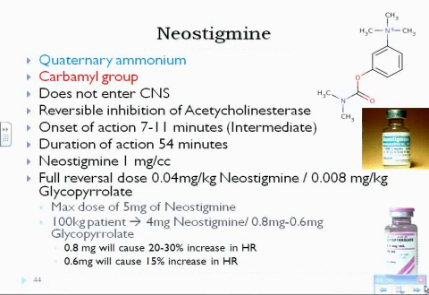The maximum dose is really 5 milligrams. You should not exceed 5 milligrams of neostigmine. If you look at a 100-kilogram patient, this individual would get 4 milligrams of neostigmine, followed by around 0.8 to 0.6 milligrams of glycopyrrolate, depending on which dose you want to give. If you want to give the 50-50 dose, you'd give 0.8 milligrams. That would increase your heart rate by about 20 to 30%, which if you're not worried about it, you're a young person, is not an issue. If you have an old person who's already up in the 80s, 90s, and you do worry about it, you don't want to go to a 120 heart rate, then I would use a 0.6 milligram dose to increase my heart rate by only about 15%.